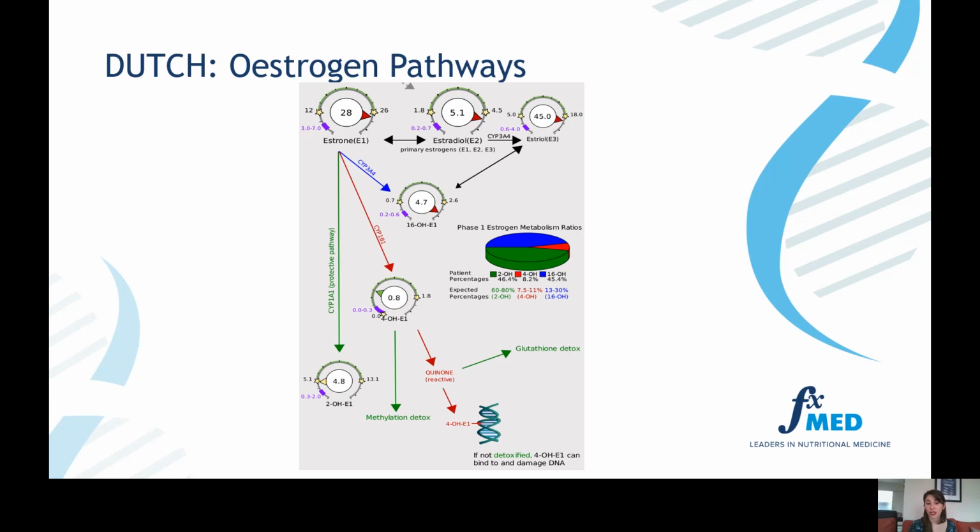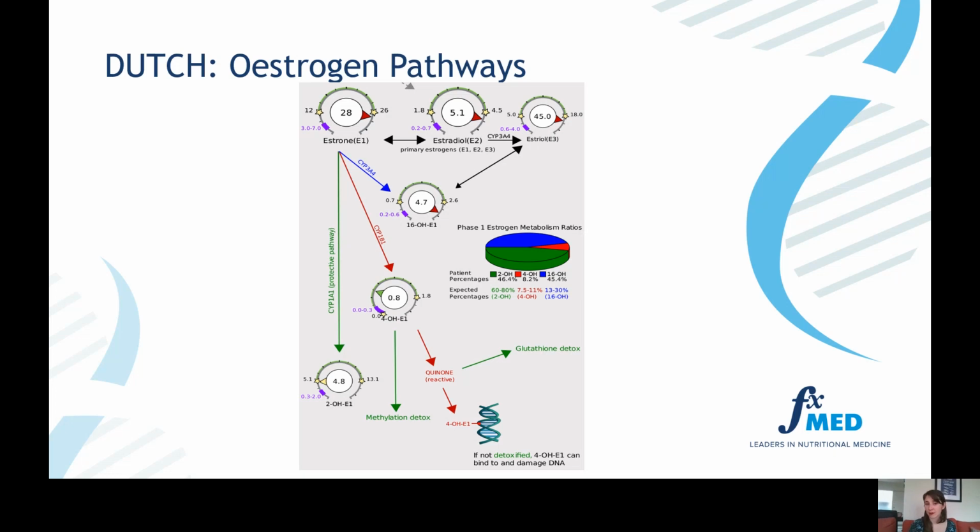So we've got here the 2-OH pathway, here the 4-OH pathway, and here the 16-OH pathway. The 2-OH pathway is the most desirable pathway for our estrogen to detox down. The 4-OH pathway can cause things like DNA damage because that actually goes down here. You can see the quinone pathway, which, if not detoxified properly, can bind to and damage DNA. So we don't want to have too high of a percentage of the 4-OH detoxification.